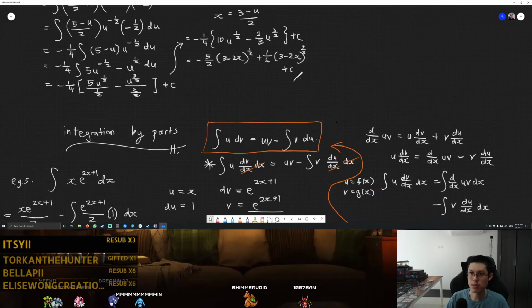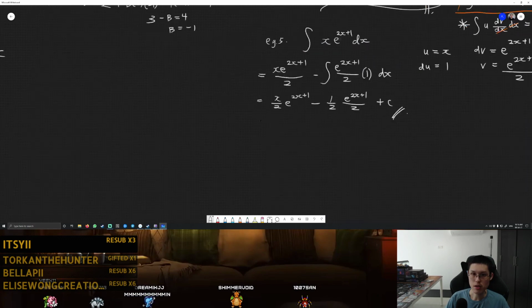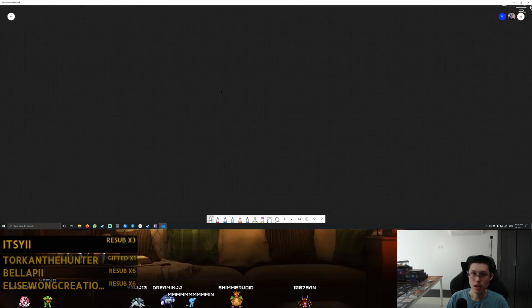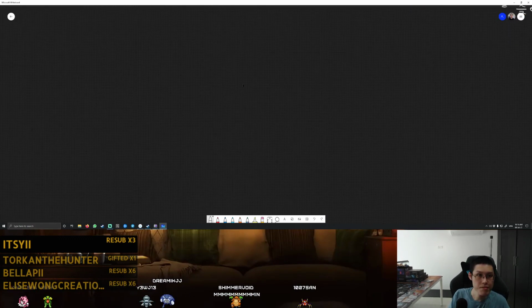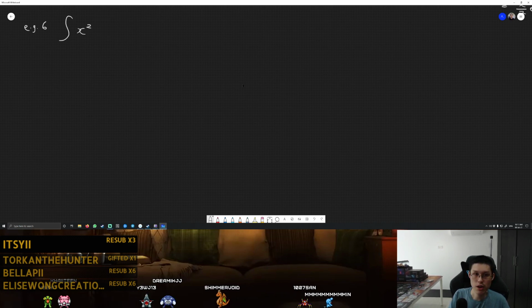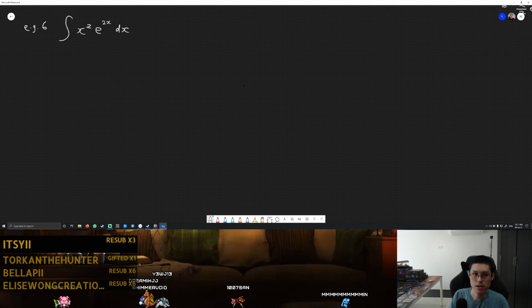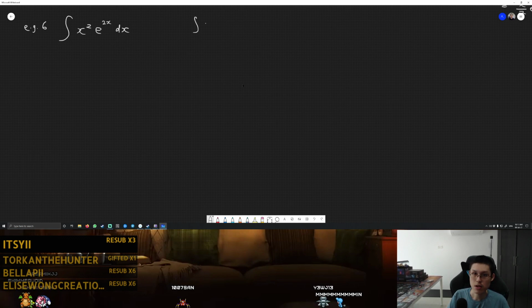So we just move that down here. Example 6. So let's say I ask you to integrate x squared and then e^(2x) dx. Okay. Again, we're going to use the integration by parts formula. Let me just write it down here so you can refer to it. Integrate u dv equals uv minus integrate v du.